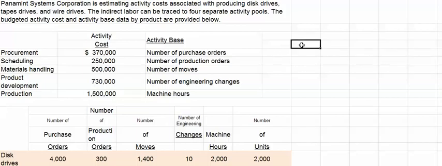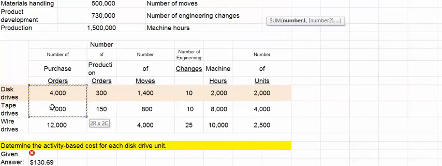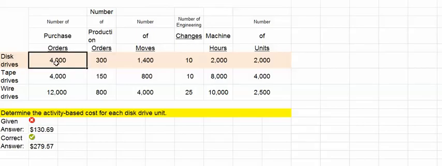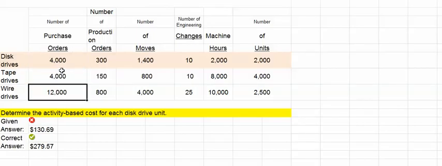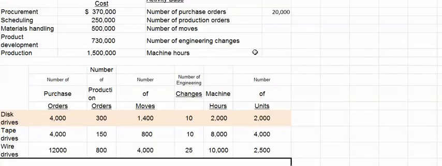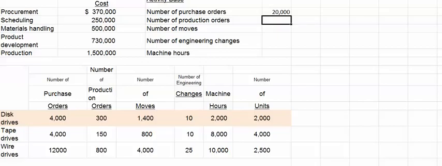So the total number of the purchase orders would be those added together. So I'm going to go ahead and plug that number in here. I'm going to plug in the 4,000 plus 4,000 plus 12,000, and that's going to be 20,000. Now they have a little formula issue here. So we get 20,000. Now we'll do the same thing for the production orders. Add those together, we get 1250.